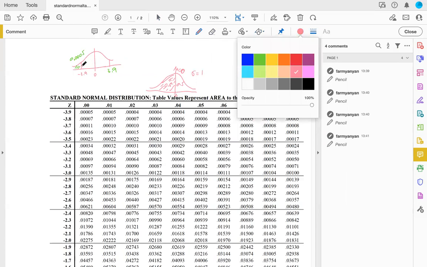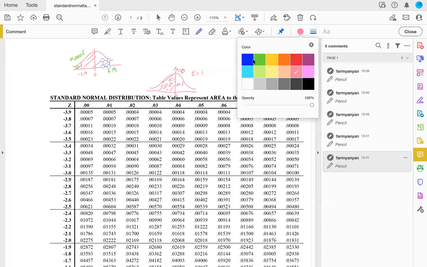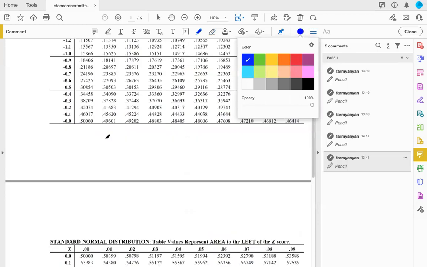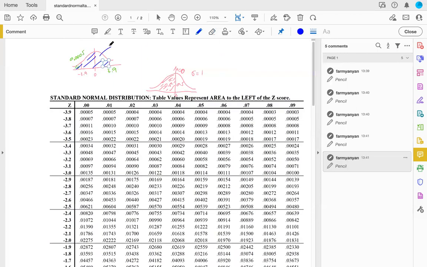Okay, for the shaded area of 3.9, this is the whole thing. This blue color is 0.99995. If you don't have the negative way, you still can play around with the numbers. I can show you, for example, because when you add together, it always equals 1. So I repeat.